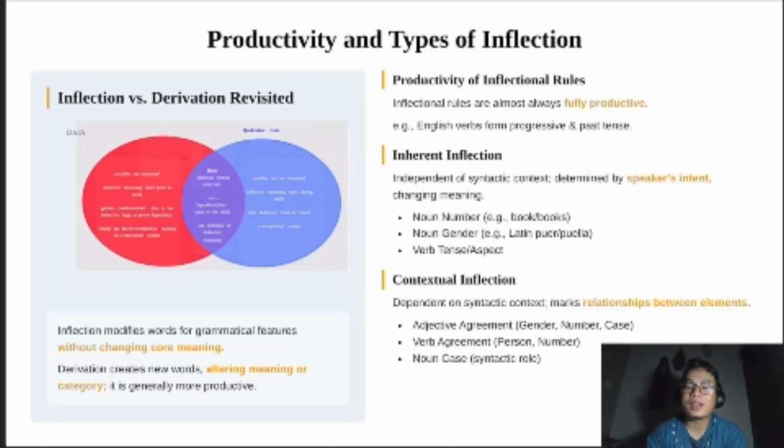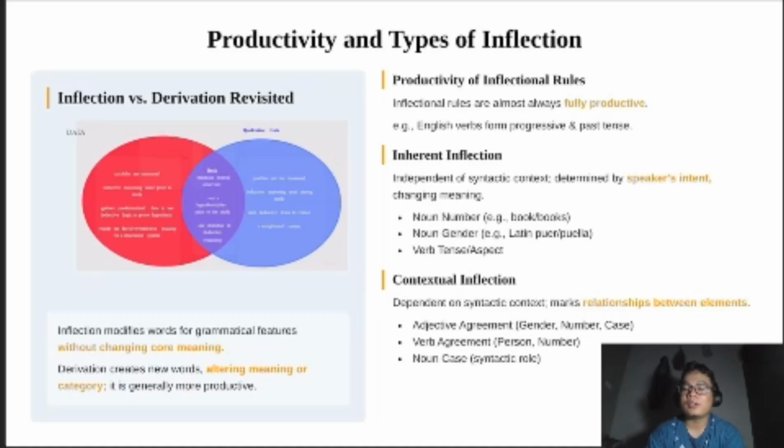Languages treat some forms as inherent, built into the meaning, and some as contextual, triggered by sentence structure. Gender and number for nouns are inherent; they belong to the word. Case is contextual; you only mark it based on syntactic function. Similarly, tense is inherent to verbs, but present number agreement is contextual. So, the same inflection category can be inherent for one word class and contextual for another.